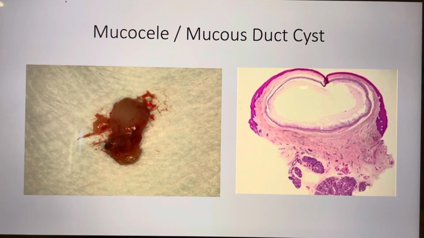So this is the mucocele, and when I removed it, associated glands came with it, and under the microscope you can see it. This is surface mucosa, this is the mucocele, this is loose connective tissue, and these are associated glands. So sometimes the whole thing comes out as one piece during surgery.